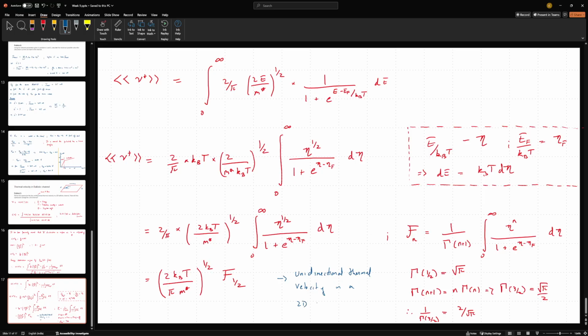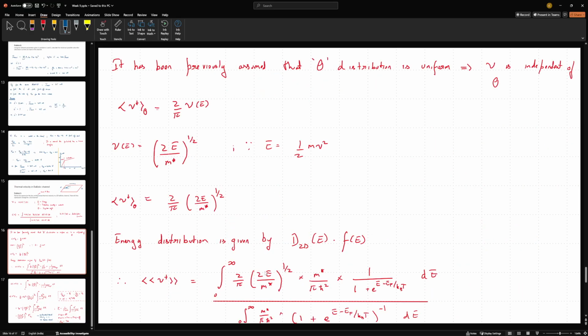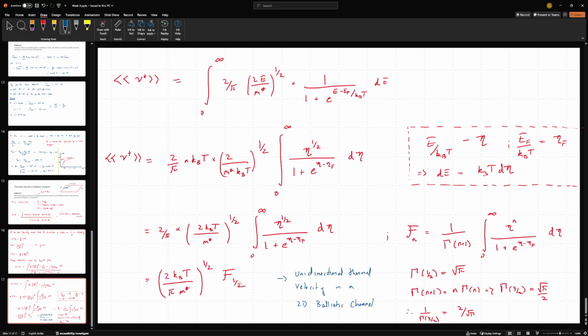Two D ballistic channel to be more exact. And what we can say, although I am not talking about this in detail over here. Oh yeah, one more thing. So I will need a new slide for that.